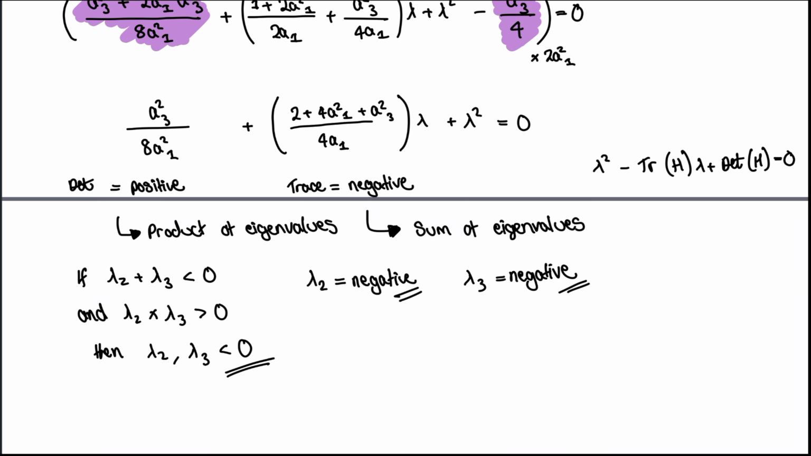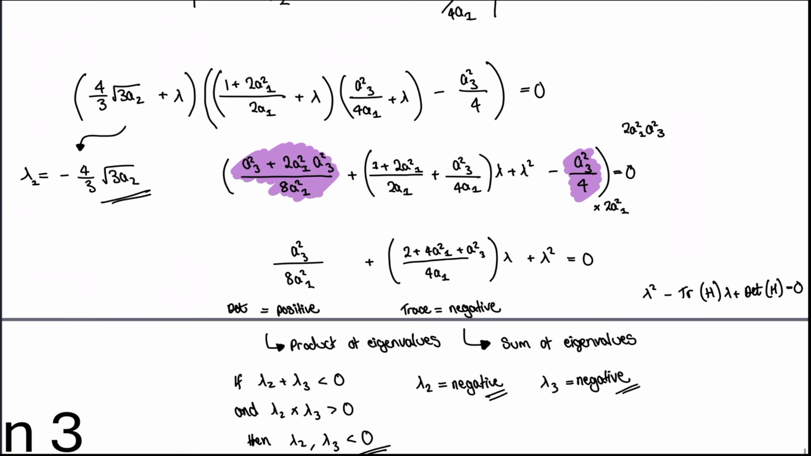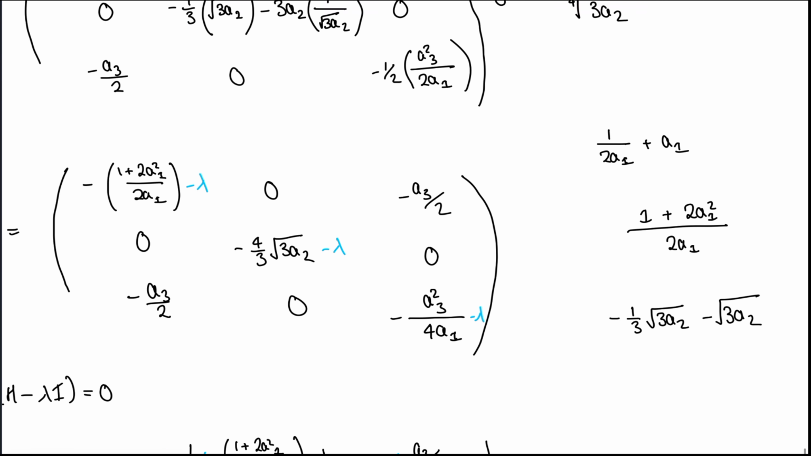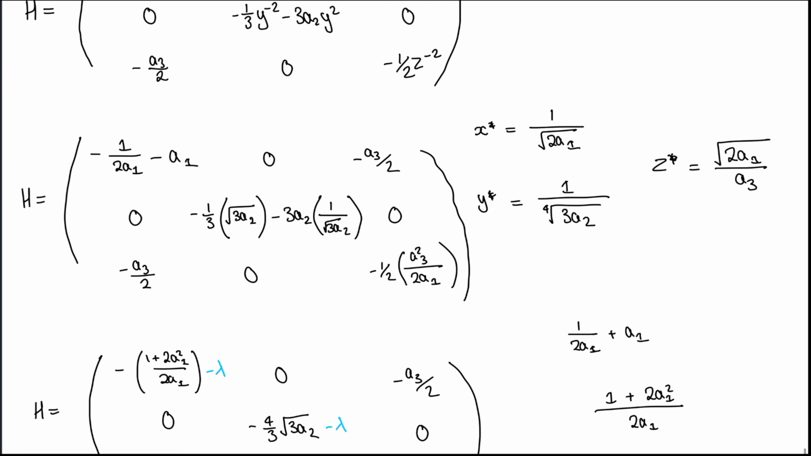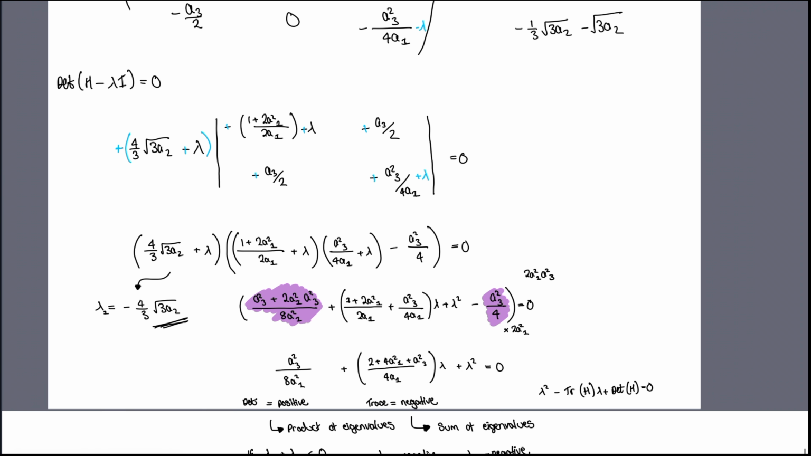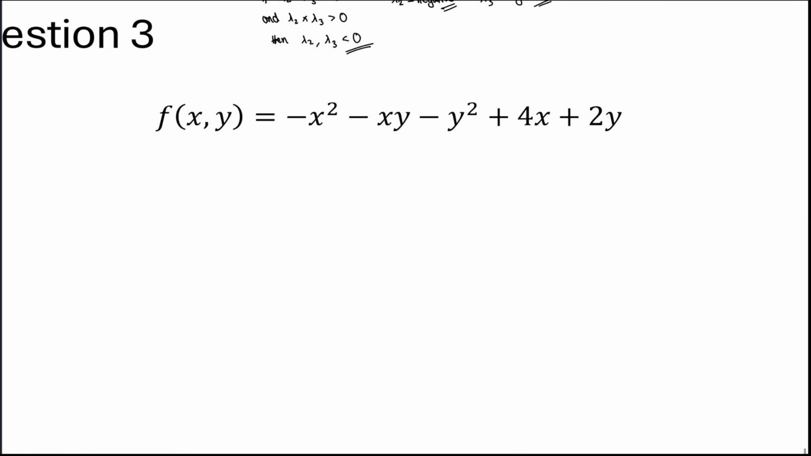So we both get negatives for this, and then over here we can see that our first eigenvalue is negative, so we can conclude that the nature of this optima is a maximum. Cool. Hopefully that made sense.